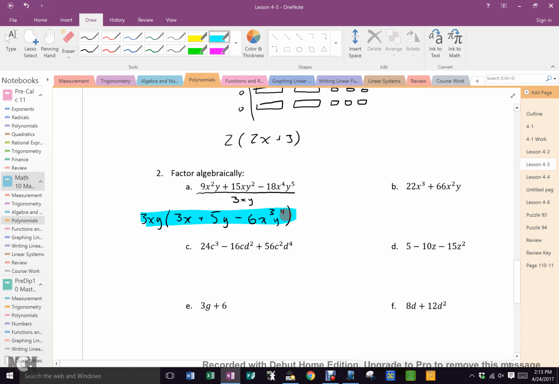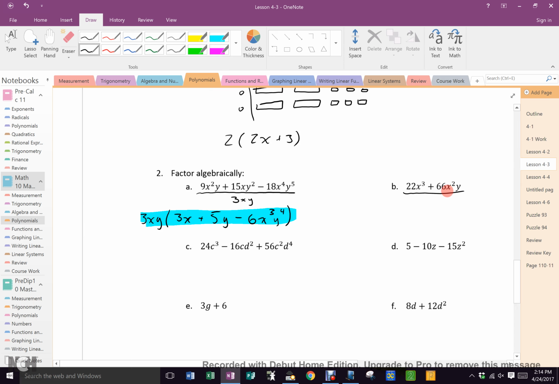Yes? Is this 5y right there? No, because the x's canceled out. Oh, okay. Yeah. All right.